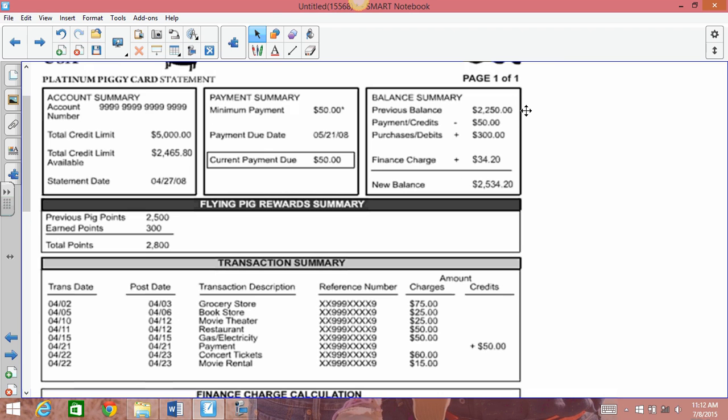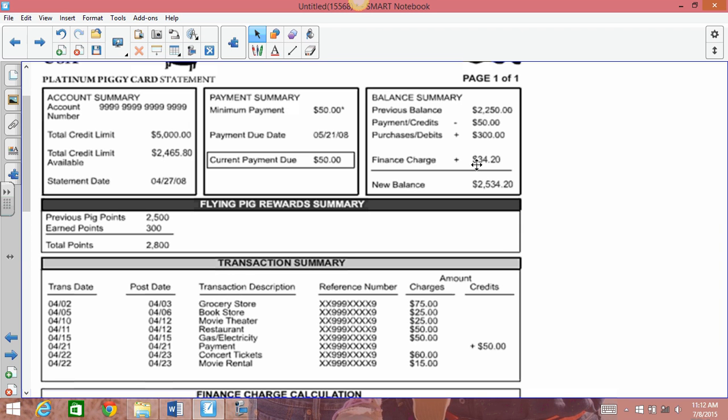Okay, previously this was the amount that was carried over on the card, a little over $2,000. They did make a payment last month of $50, and so that's where you see down here in the credit stage that they are crediting your account with the $50. So you can see that activity. Purchases and debits of $300. If you come down here and take all of these charges, grocery store, bookstore, the movie rental, and so on, and add them together, you would find that they totaled up to the $300. Okay, so that's checking out.